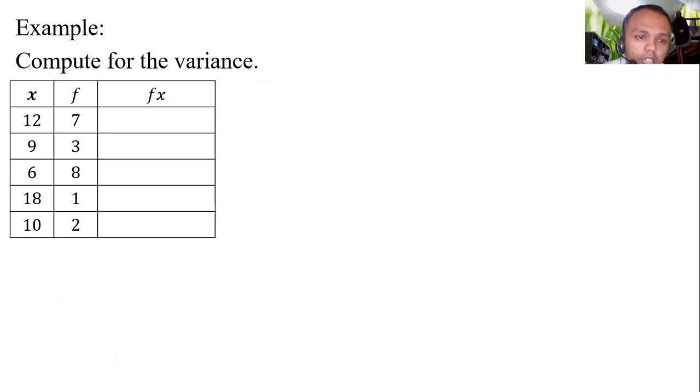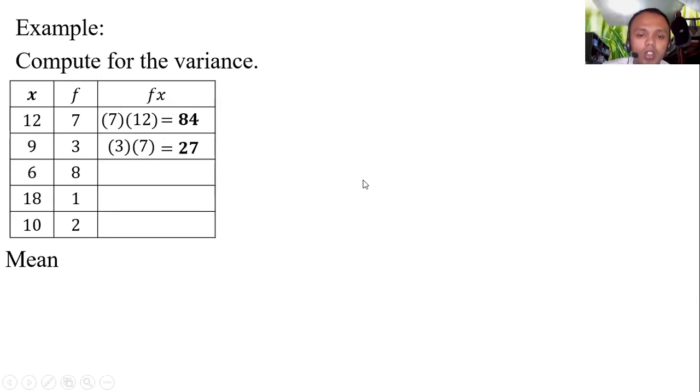Next, compute for the variance naman, this time. Again, considered as grouped data to kasi nga may frequency tayo. Then now, just like what we did sa mean deviation, we need to multiply first the given values and its frequency. So 7 times 12 is 84.